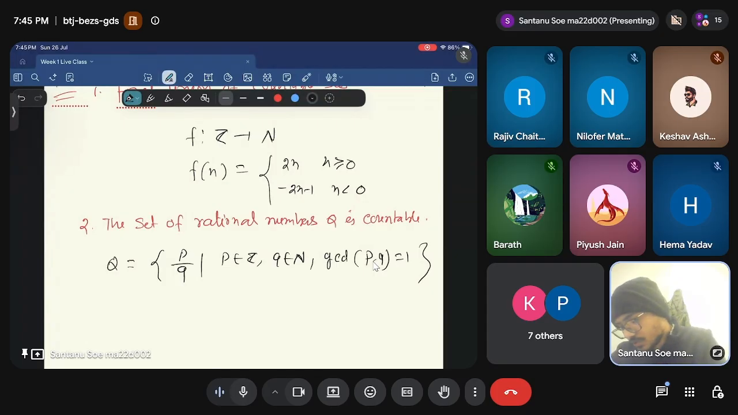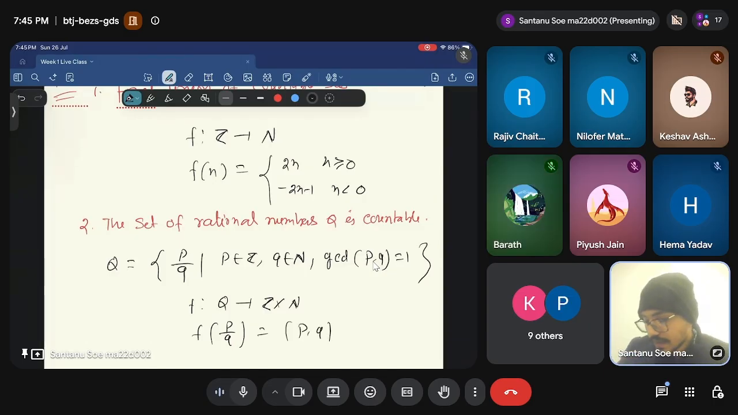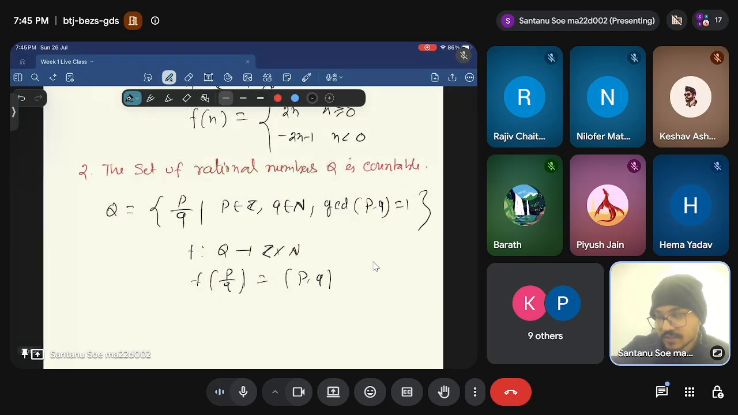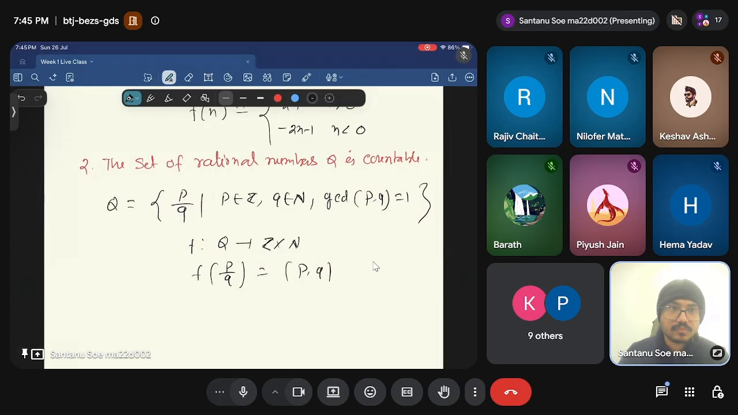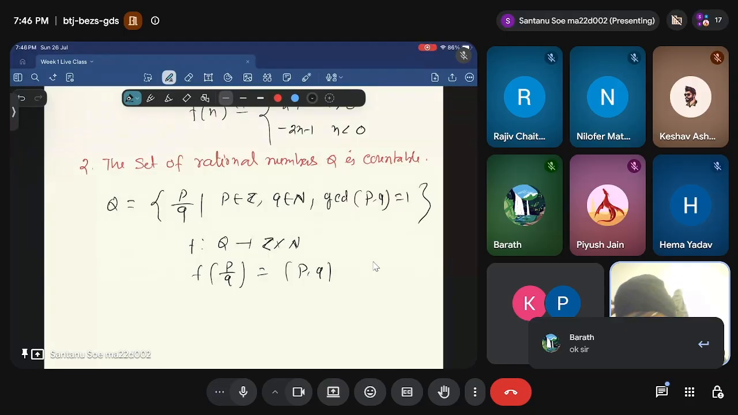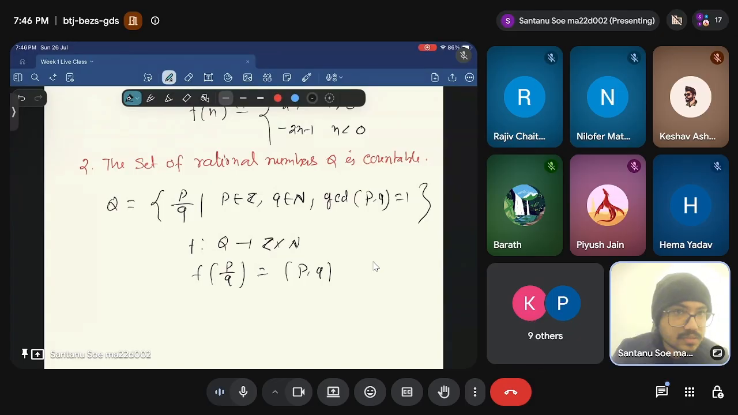Okay. So what you can do is define a map F from Q to Z cross N such that F of p by q equals p comma q, and you will easily be able to prove that this function is a bijection. Okay. Is it clear, everyone? Do you have any doubt? Anyone? Okay, Bharat is writing okay. And what about others? Why is it a bijection? Anyone?